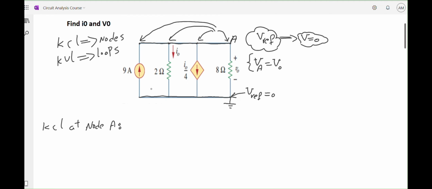For KCL, what I'm interested in is the currents flowing into the node and the currents flowing out of the node. It's obvious that this 9 amp current, an independent current source, is flowing into the node. This I0 is flowing out of the node. This I0 over 4, which is a dependent current source, is also flowing out of the node. And over here, nothing has been determined. There is no sign of current direction.